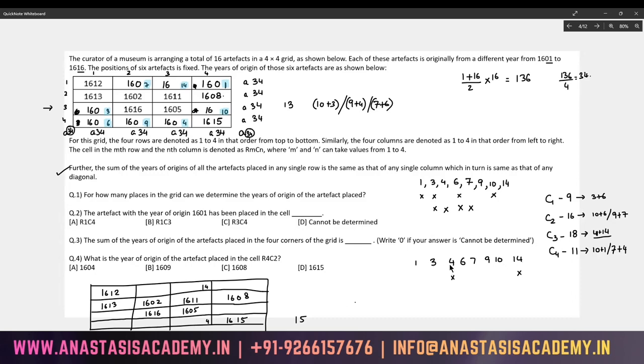3 and 12, not available. 4 and something, not available. 6 and 9, yes. The only way I can make a 15 is 6 and 9. 6 I know comes in the first column. So 1604, 1614, 1606 is definitely coming here. 1609 is definitely coming here. 1603 is definitely coming here. 1610 is definitely coming here. And now I can fill up these two columns also. It will be 1607 and 1601. We have a same box generated.